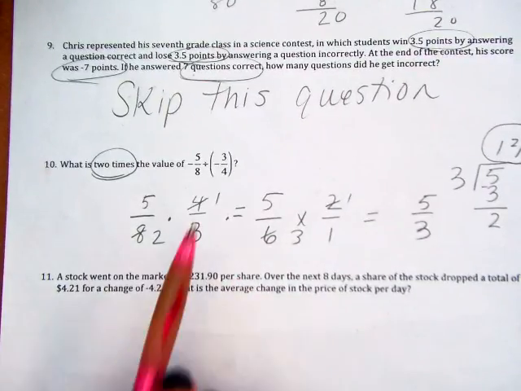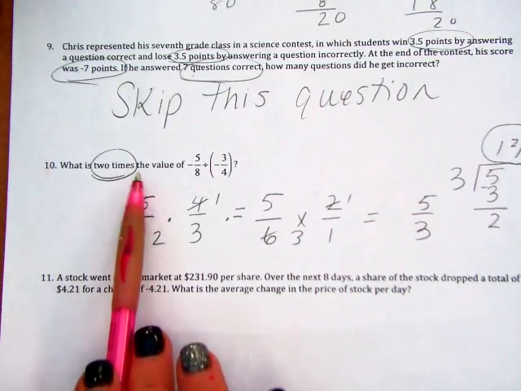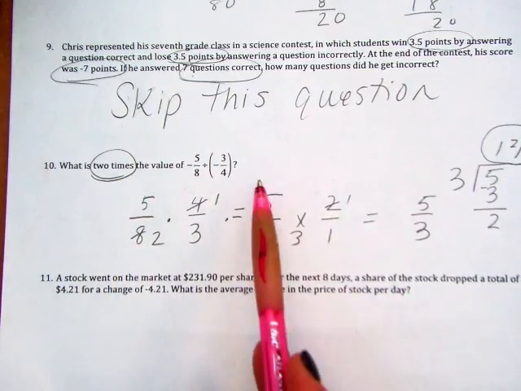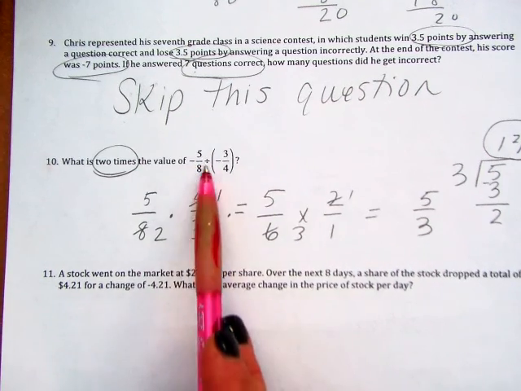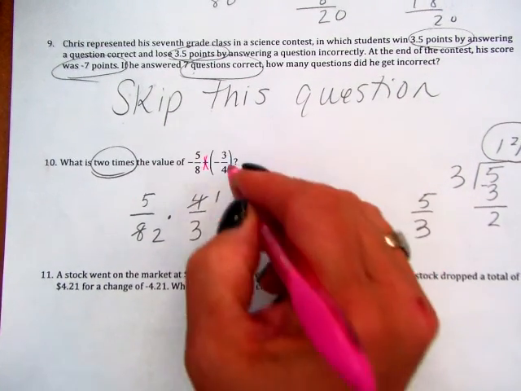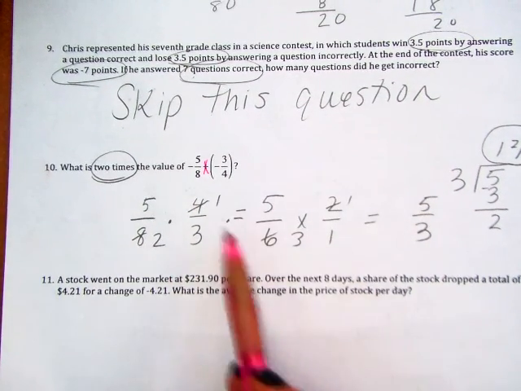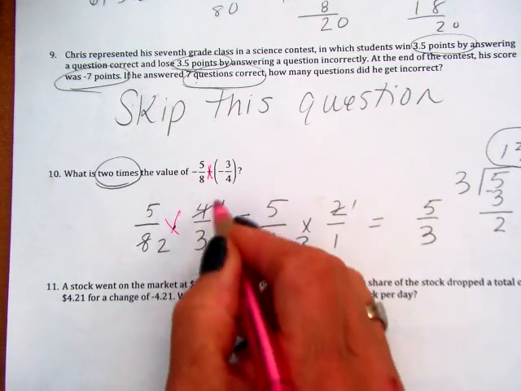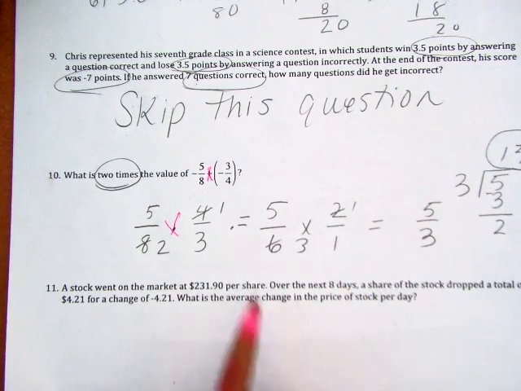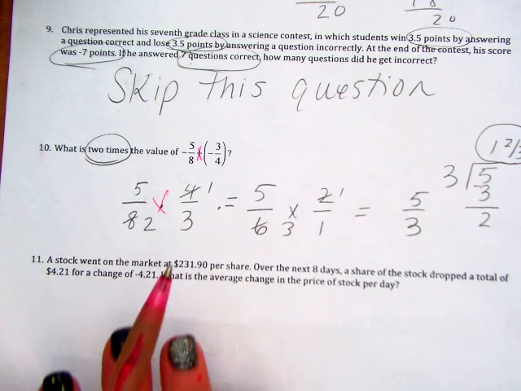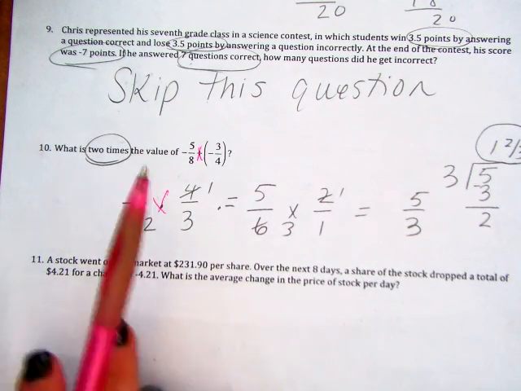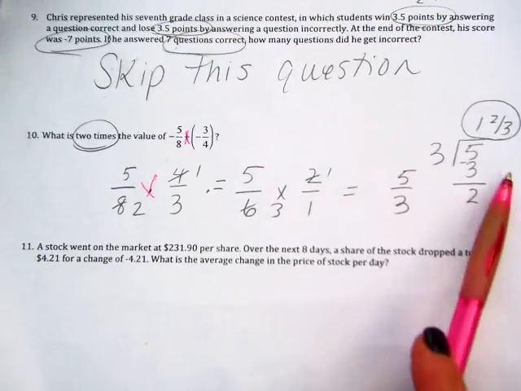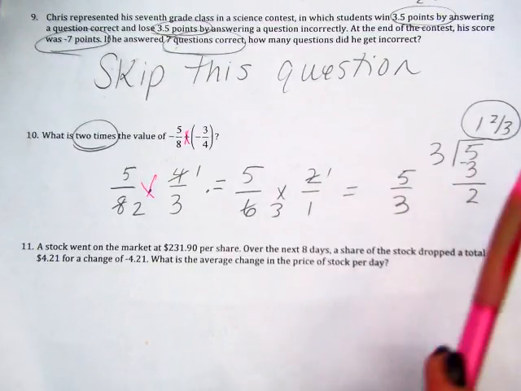Number 10 has 2 steps to it. What is 2 times the value? The value would be the answer. So 5/8 divided by 3/4. Keep, change this to multiplication, and flip it. So keep, change, and flip. We did that. But once we got our answer, we had to double it or multiply it by 2 because it said 2 times. So then we did that over here and multiplied it by 2 and got 1 2/3.